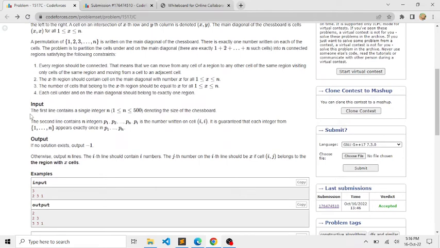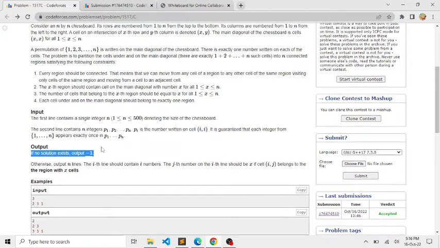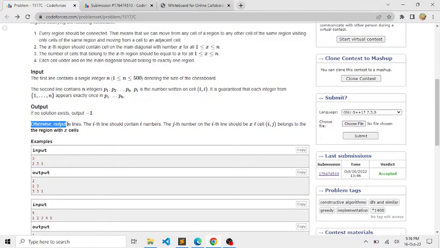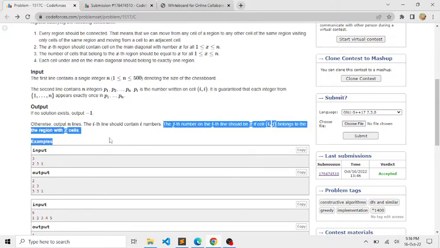Now for the input, the first line will contain n, that is the size of the chessboard, and the second line will contain the permutation p1 to pn. For output, they are asking us to print -1 if it is not possible to satisfy all the 4 conditions. Else we must print n lines, that is a triangular matrix format. The ith line should contain i numbers, that is line 1 should contain 1 number, line 3 should contain 3 numbers. The jth number on the ith line should be x if cell ij belongs to the region with x cells.